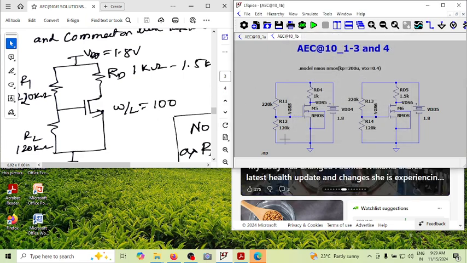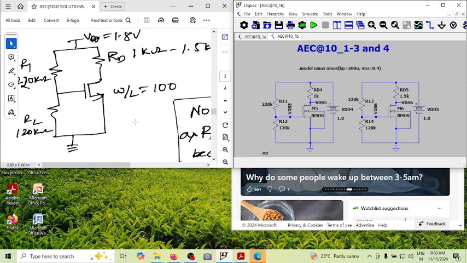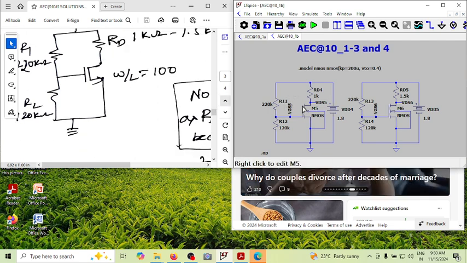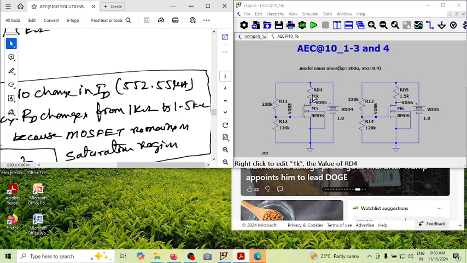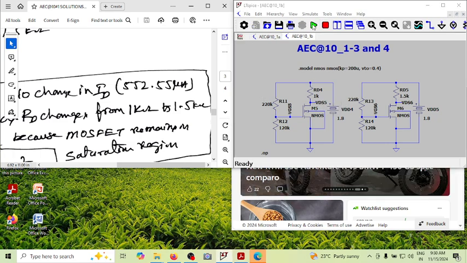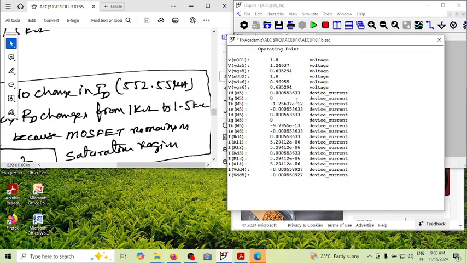So now everything is done. Again here this is made 1.5K. So naturally, as we saw in the solution, no current changes, the same 552 point something microampere current will flow. So let me run this and try to see again. You can see this is 553 here, 553 here.